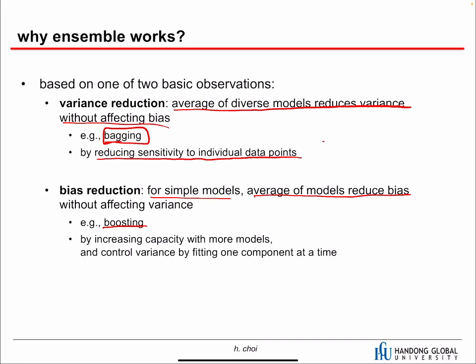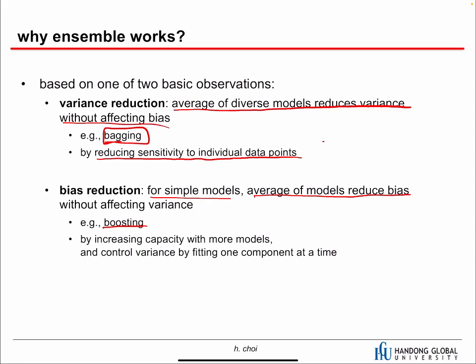So remember when we train the models in sequence, the next model depends on the previous models, right? So when the previous models are not working perfectly with some specific examples, then the next model will focus on those examples. So the model is actually increasing its expressive power to minimize the error.